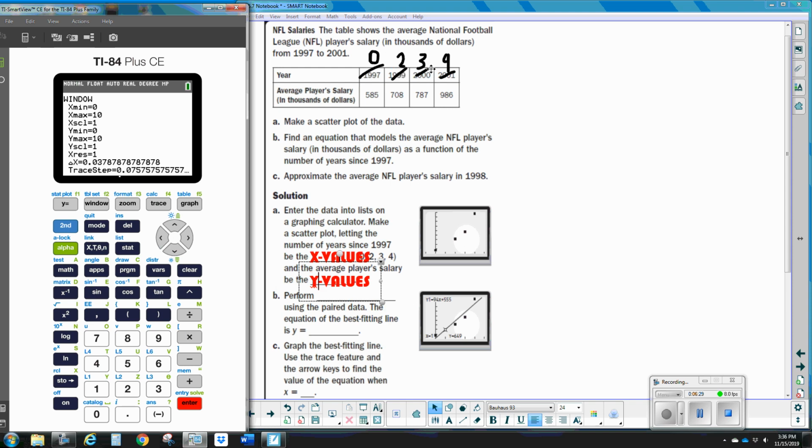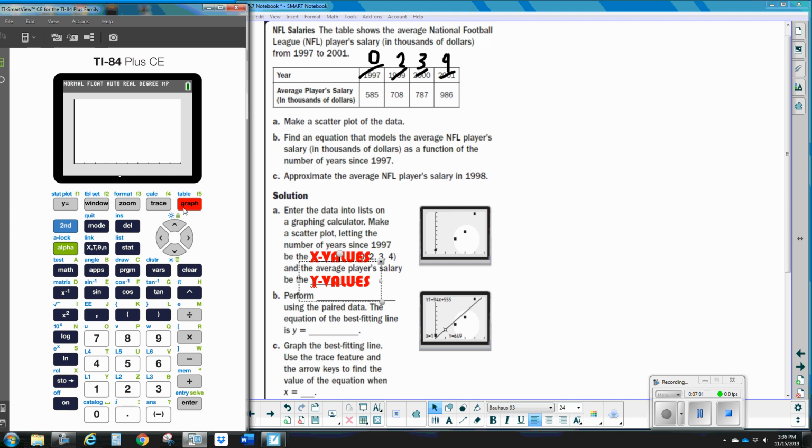My y values, though, they go from 585 to 986. So I'm still going to start it at 0 just because I like the way that looks, starting my y at 0. And then I'm going to make my largest y value 1,000, because in my data, my largest is 986. So if I can see it at 1,000, that'll help me to see the whole thing. Okay, now I'm going to graph this.